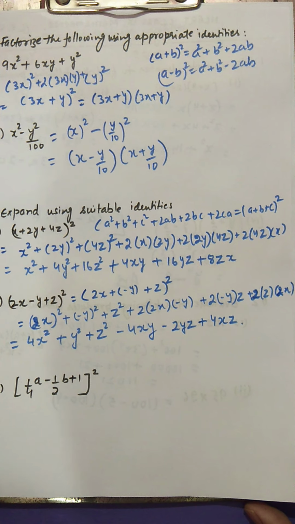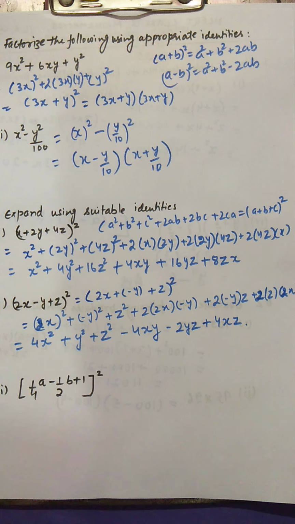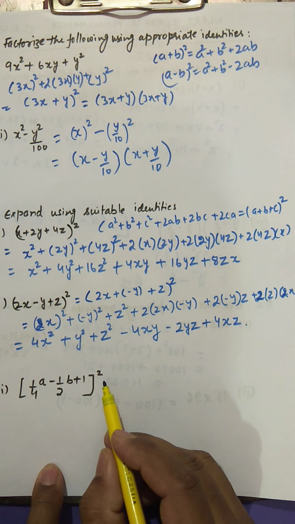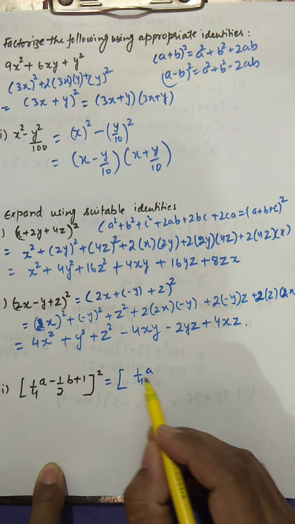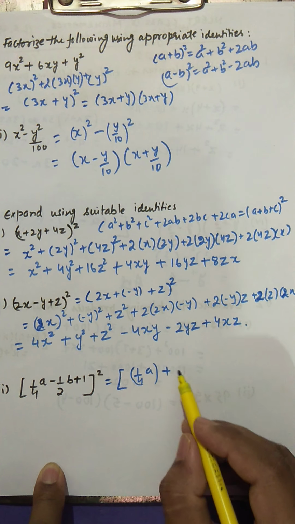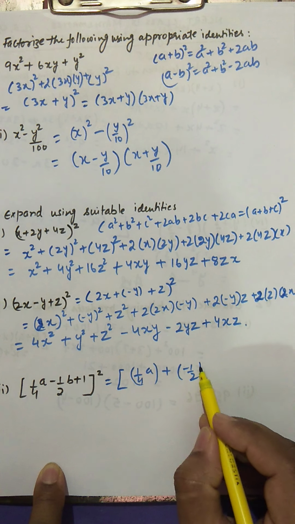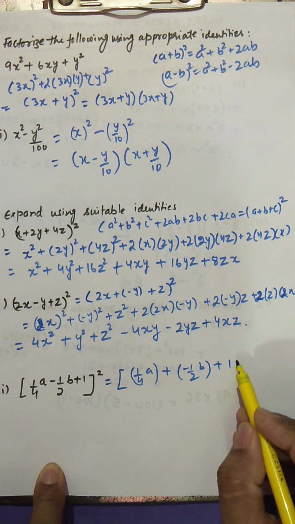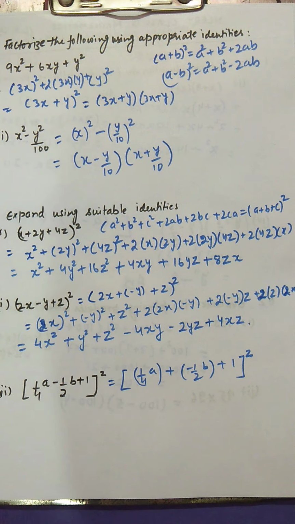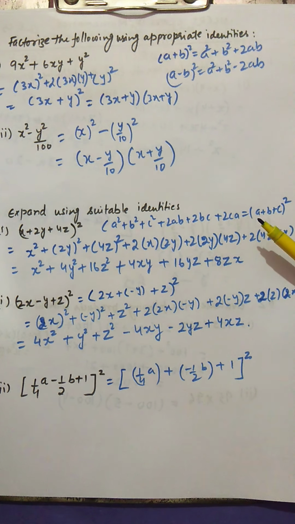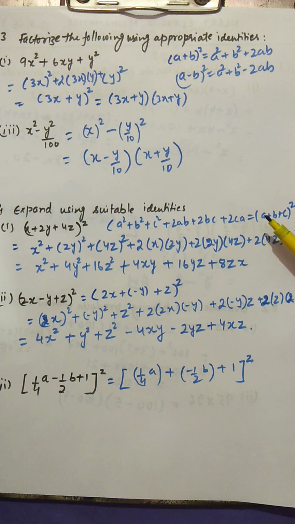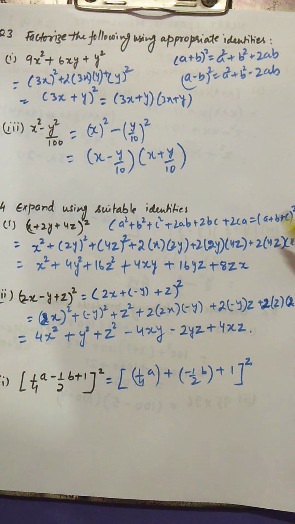Now you see this last part also. Now here you have to identify what is your a, what is your b. I am writing this a as 1 by 4 a, and b as minus 1 by 2 b, and c as 1, and this is whole square. So I am going to apply the same identity that I mentioned in the beginning of this question number 4. So you see how the identity will be applied.